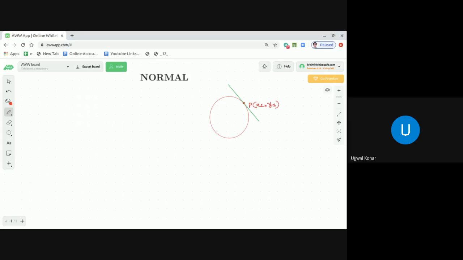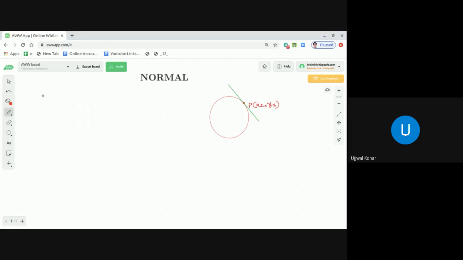Now, what we are going to discuss is the normal. But before that, let us see what a normal is. The normal to this circle at the point P is nothing but a straight line which is perpendicular to the tangent at the point P. That means the normal should pass through the point x1, y1, the way the tangent passes through, but the normal should be perpendicular to the tangent.